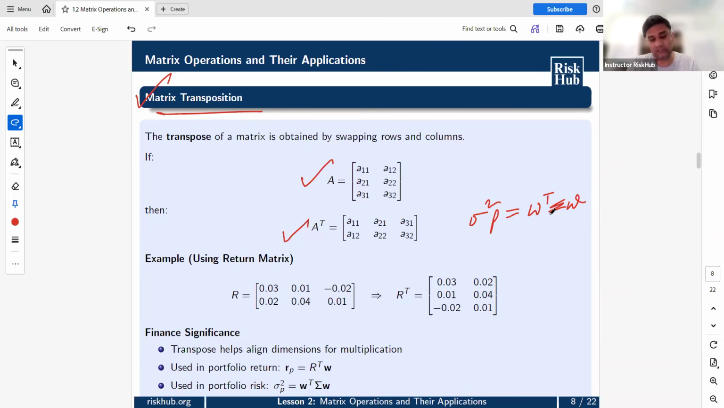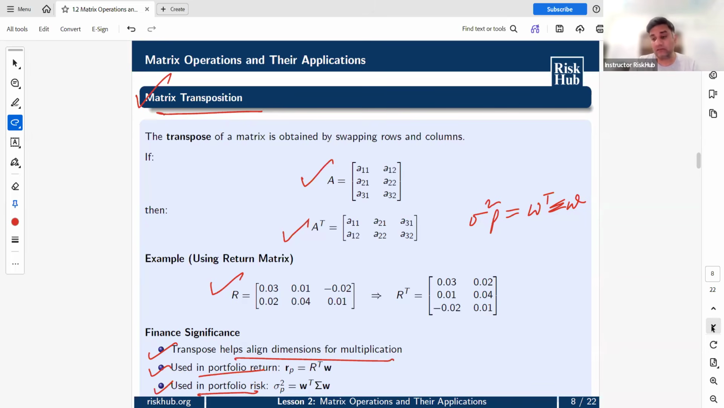Transpose converts your column vectors to row vectors. This allows inner products, quadratic forms, and geometric interpretations. Finance often hides geometry underneath probability. Linear algebra is deeply geometric in nature, right? Please understand very, very clearly. So transpose helps align dimensions for multiplication with the portfolio return and portfolio weights, which we need to understand.